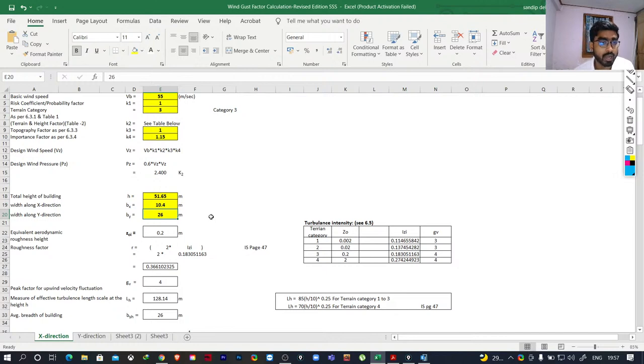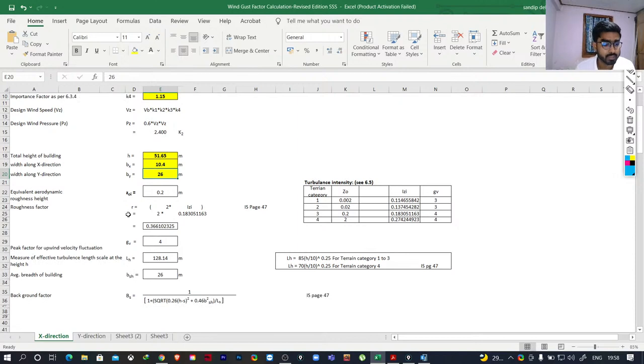Okay, so these are the basic parameters we have kept here. Why it is required, I'll be explaining in a while, how we will be using these values. So now if you see here these values, give me one second.